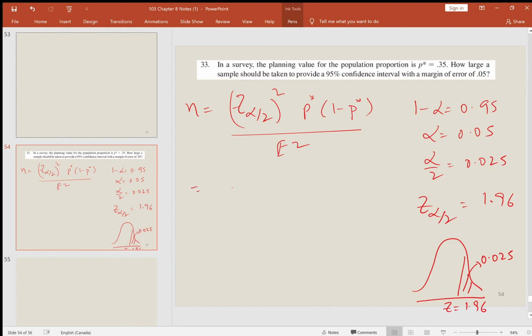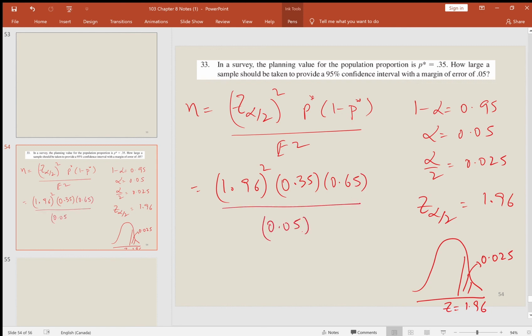So let's just calculate. So n is equal to 1.96 squared times 0.35 times 1 minus 0.35, which is 0.65, divided by E squared, which is 0.05 squared, which when you solve should come to 349.59, and we'll just round up to be more conservative, and we'll say we should take a sample of 350.